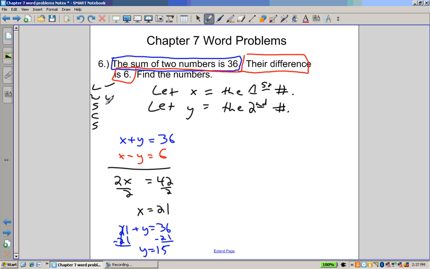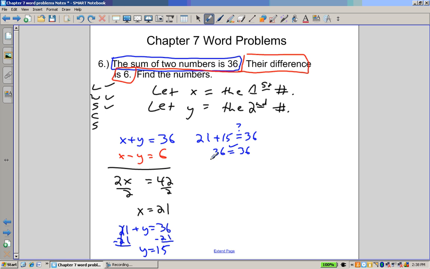Okay, so let, write, we've solved. We have both of the variables that we defined. Now we're going to check it. Let's see if this works. x is 21 plus y is 15 equals 36. Let's see if that's true. 21 plus 15 is 36. And that works. This is good.